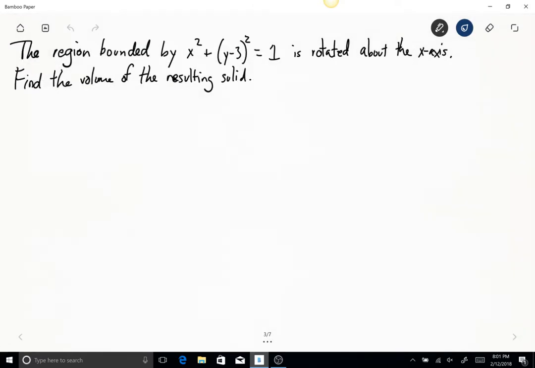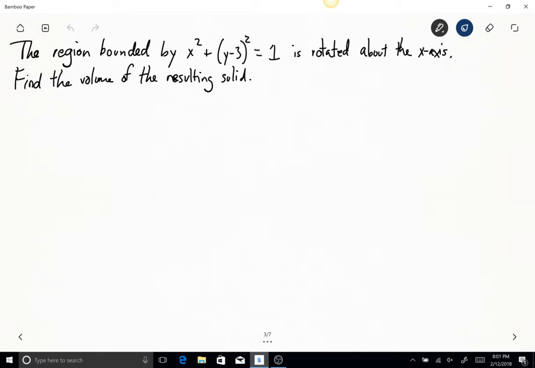We'll try one that's a little bit trickier for a lot of people. So if you have this region bounded by x squared plus y minus 3, that quantity squared, equals 1, and that's rotated about the x-axis, what's the volume of the resulting solid?